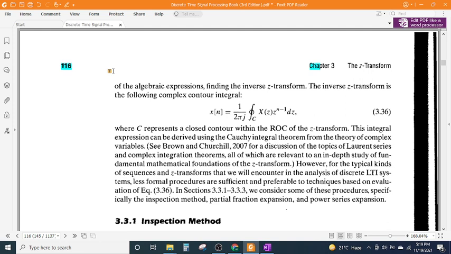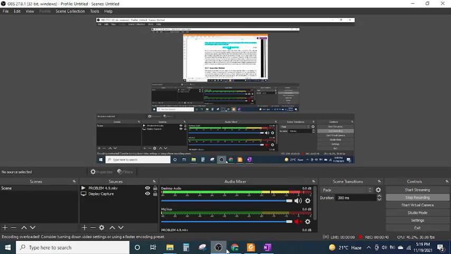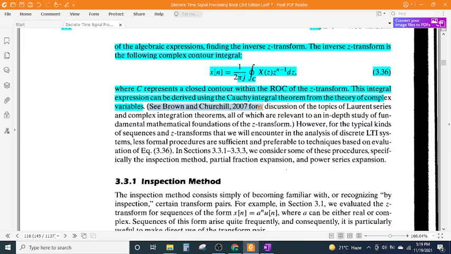The inverse Z-transform is the following complex contour integral, x[n] = (1/2πj) ∮_C X(z) z^(n-1) dz (3.36), where C represents a closed contour within the ROC of the Z-transform. This integral expression can be derived using the Cauchy integral theorem from the theory of complex variables. See Brown and Churchill, 2007, for a discussion of the topics of Laurent series and complex integration theorems, all of which are relevant to an in-depth study of the fundamental mathematical foundations of the Z-transform.